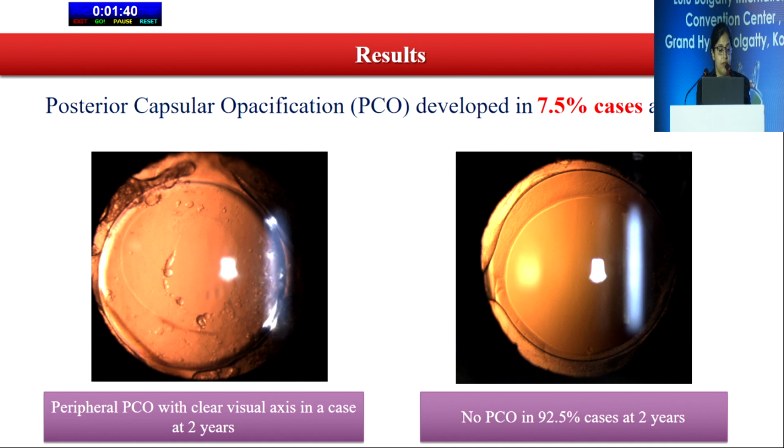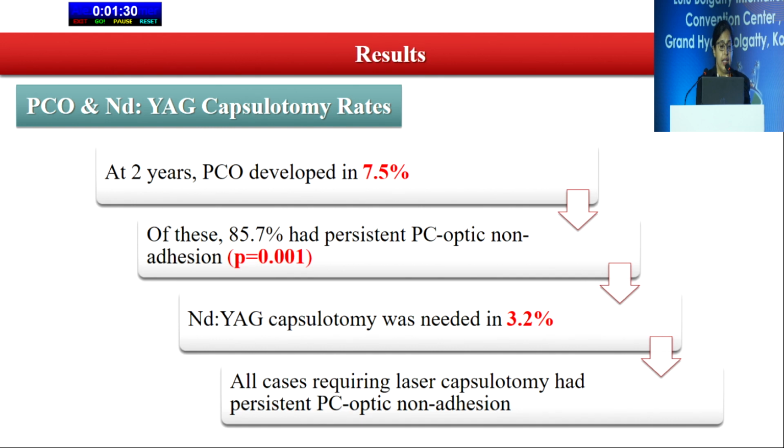This is a case on the left hand side of a peripheral PCO with a clear visual axis at 2 years. No PCO was seen in 92.5% of our cases. Coming to the Nd:YAG capsulotomy rates, of the 7.5% of cases that developed a PCO, 85.7% had persistent PC optic non-adhesion. Nd:YAG capsulotomy was needed in 3.2% of cases. All cases requiring laser capsulotomy had persistent PC optic non-adhesion. So Nd:YAG was required only in cases that had a persistent PC optic non-adhesion.